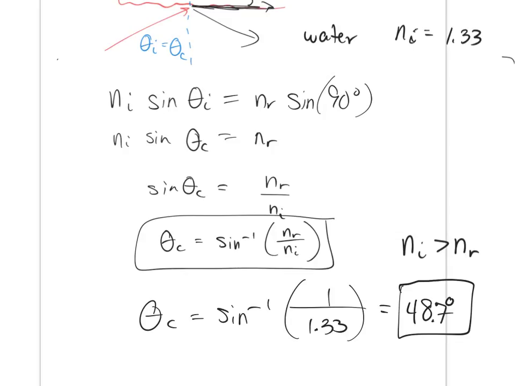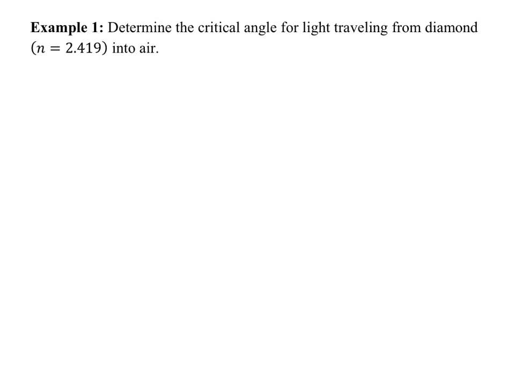I'm going to go on, then I'll show you another video in a second. So let's look at an example for this first one. Let's find the critical angle for light traveling from diamond into air. From diamond into air. And this is going to be a great explanation as to why diamonds have that tendency to sparkle and trap light in a sense.